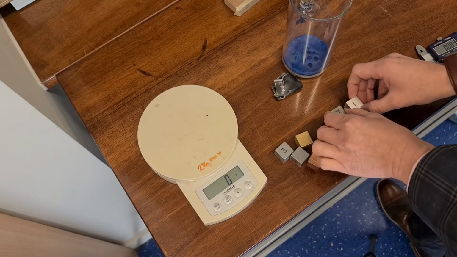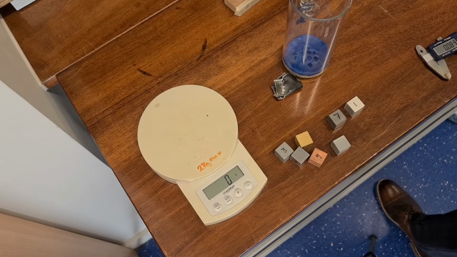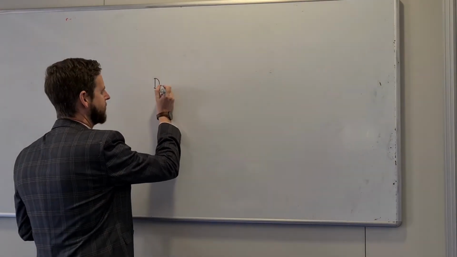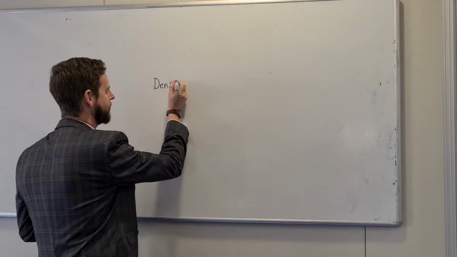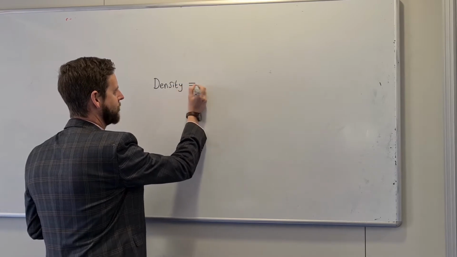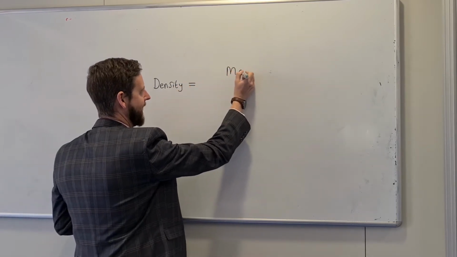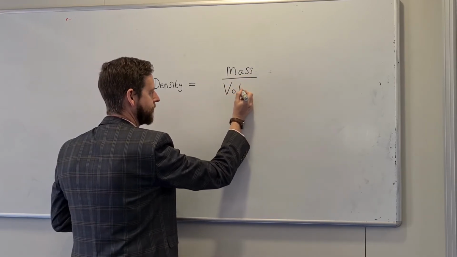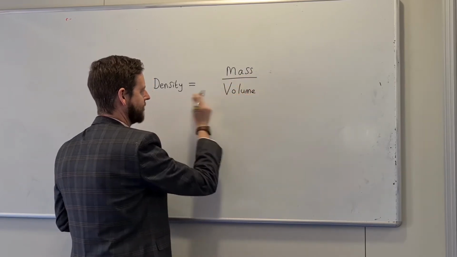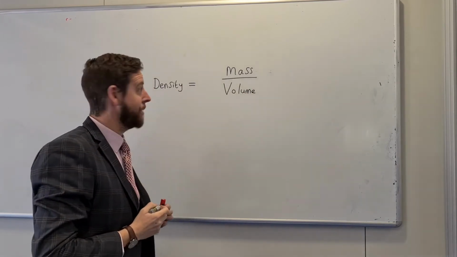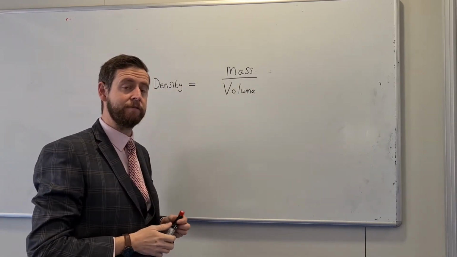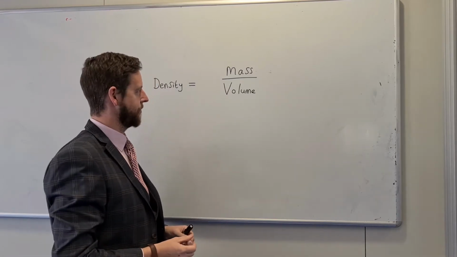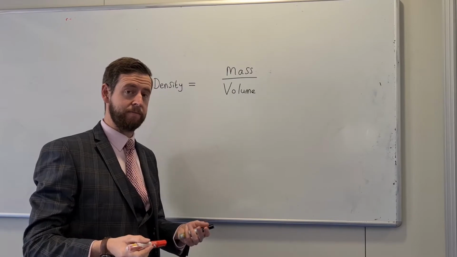Now, the calculation for working out density is as follows. So density is equal to the mass divided by the volume. I can work out how dense an object is by measuring the mass and measuring the volume. So what units are we going to measure those in? Well, here we have choice.